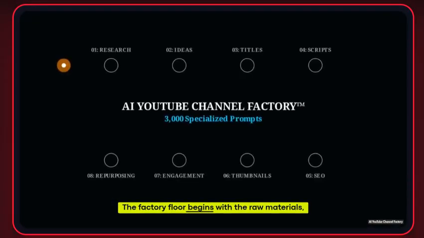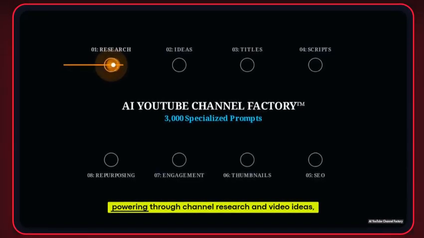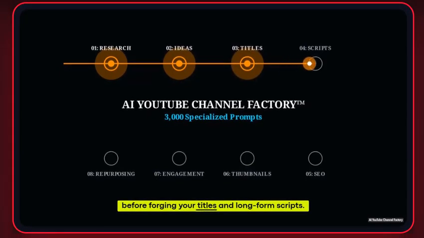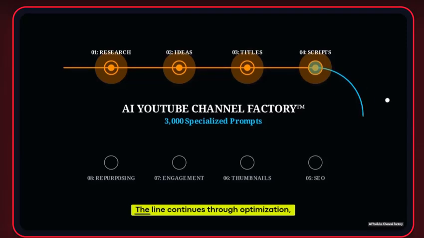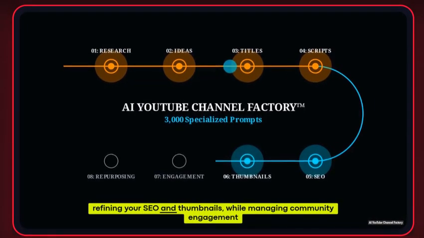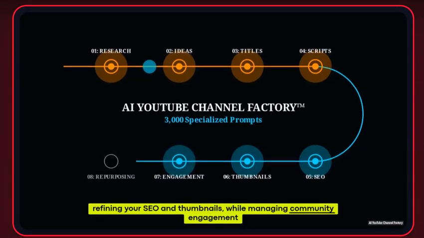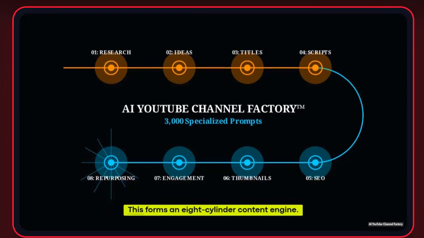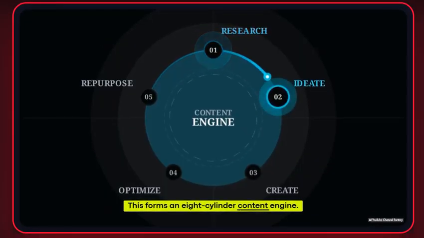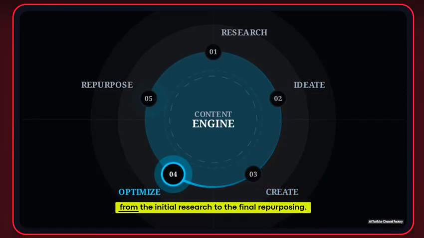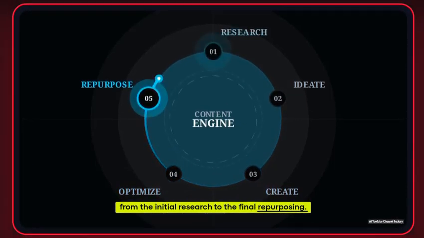The factory floor begins with the raw materials, powering through channel research and video ideas before forging your titles and long-form scripts. The line continues through optimization, refining your SEO and thumbnails while managing community engagement and splitting your main video for every social platform. This forms an 8-cylinder content engine, a 5-step lifecycle that loops perfectly from the initial research to the final repurposing.